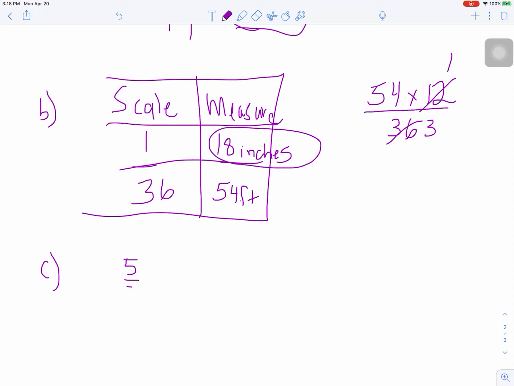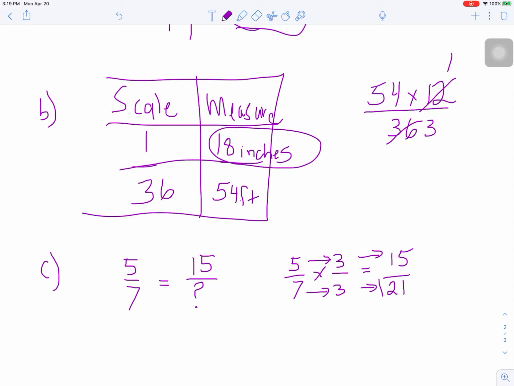All right, so C says solve each problem by a scale factor. So it's 5 over 7 equals what over 15 over what? Well, because they're equivalent, there's one way to look at this one, and I'll expand it a little bit. So if we have 5 over 7 times what equivalent fraction equals 15 over 21? You can see we have to multiply by 3. 5 times 3 gets us to 15. So then we're going to multiply the bottom by 3 too. 7 times 3 gets us to 21.